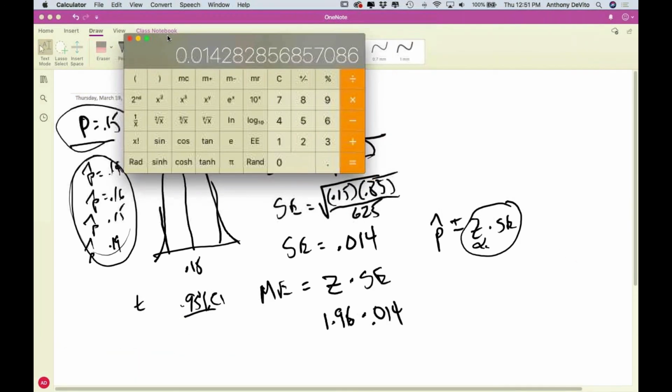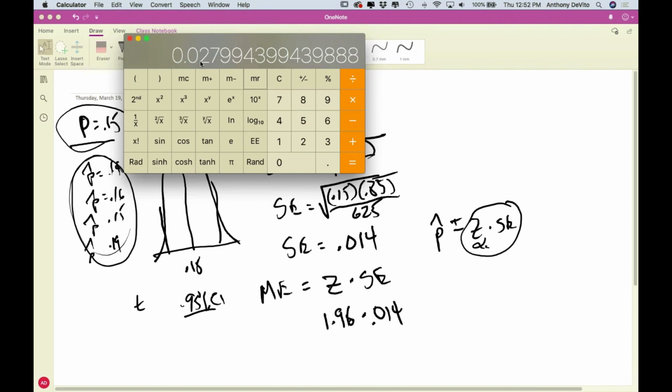Times 1.96, standard error was already there, is equal to 0.02799. So I'm going to clear memory. I'm going to put this into my memory. Then I'm going to clear. Our margin of error is 0.027, say 0.028 if you want to round it off a bit.